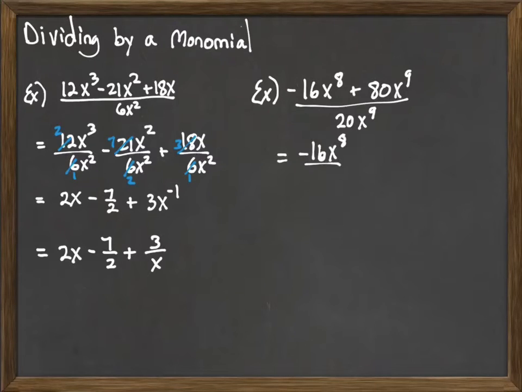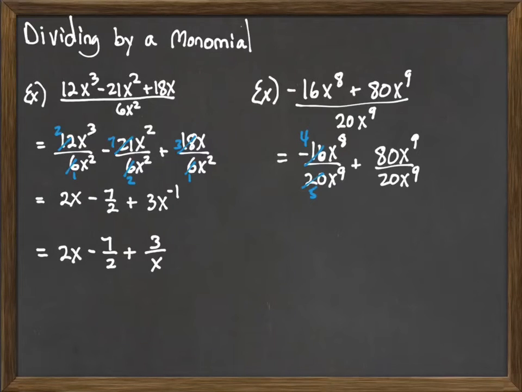So once again, we begin by breaking it up. Minus 16x to the 8th over 20x to the 9th, plus 80x to the 9th over 20x to the 9th. And we go through and we start to simplify each piece. So first we have a 20 and a 16, so I can take a 4 out of both. 20 divided by 4 is 5. 16 divided by 4 is 4.